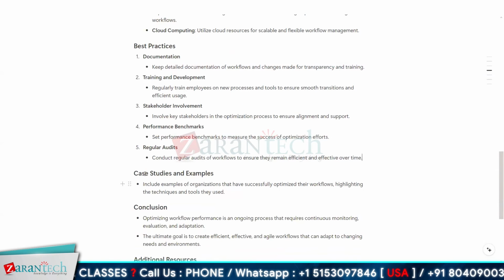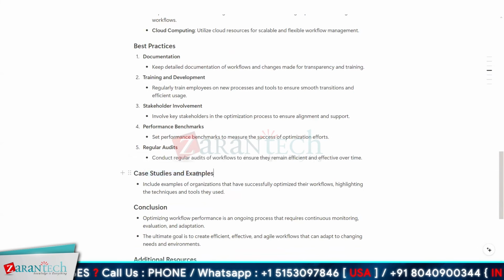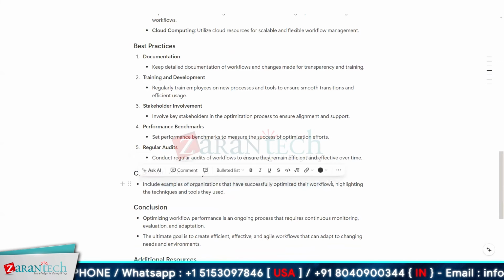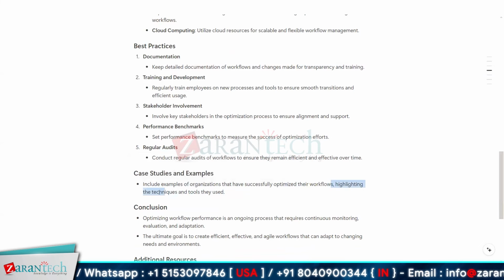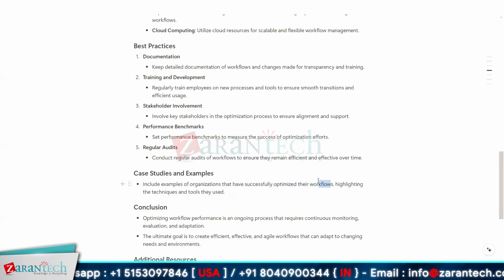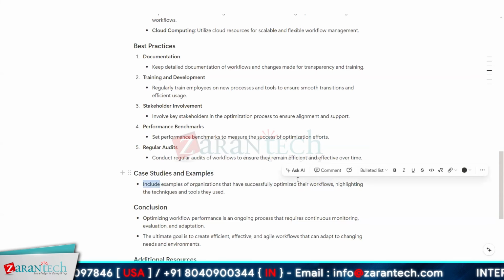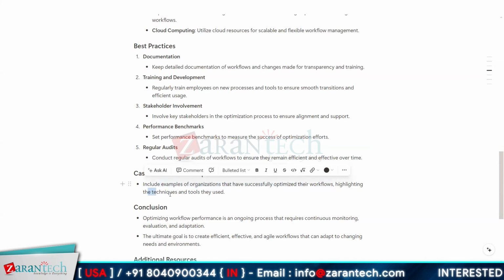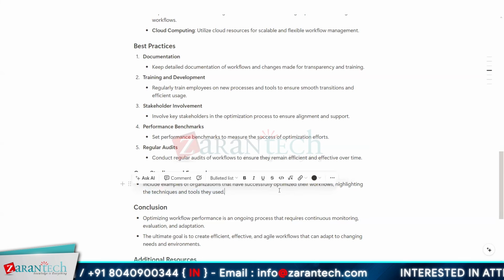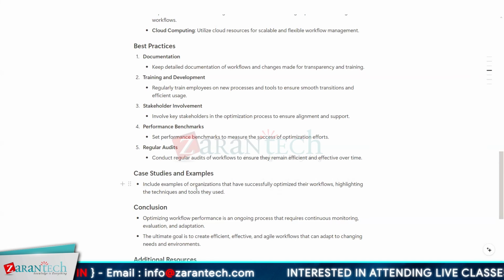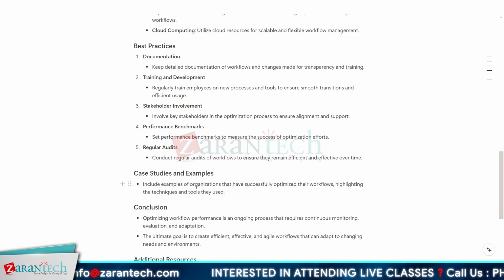And we have some case studies and examples. So include examples of organizations that have successfully optimized their workflow. So we can see various organizations successfully optimizing their workflow. So we are required to use these as examples, highlighting the techniques and the tools that they used. So we will be required to have a discussion with their employees so that we can use their concepts as well for optimizing the workflow in our own organization.